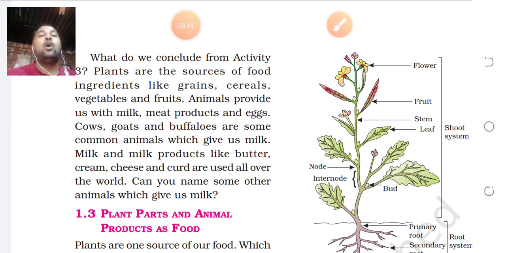So cows and goats and buffaloes are some common animals which give us milk, right? And one more animal I will tell you, sheep. The milk of the sheep is not taken by all people. It is given at some places.